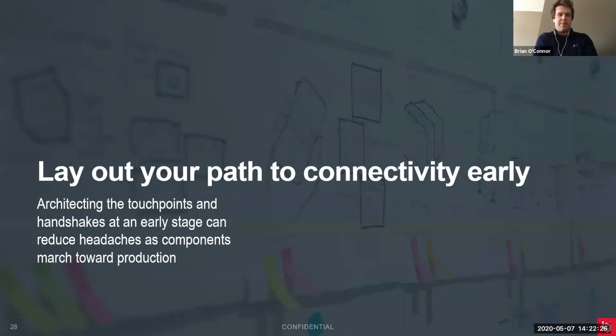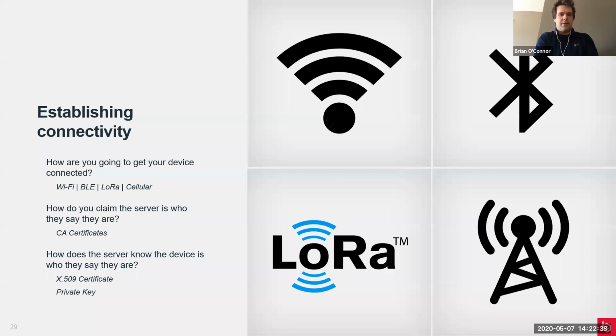So how are things being flashed? How are you verifying that connectivity happens at the factory? And then also, how is the connectivity happening in the consumer's house? So to reduce risk further out in the project, we want to make sure that we're architecting that early.